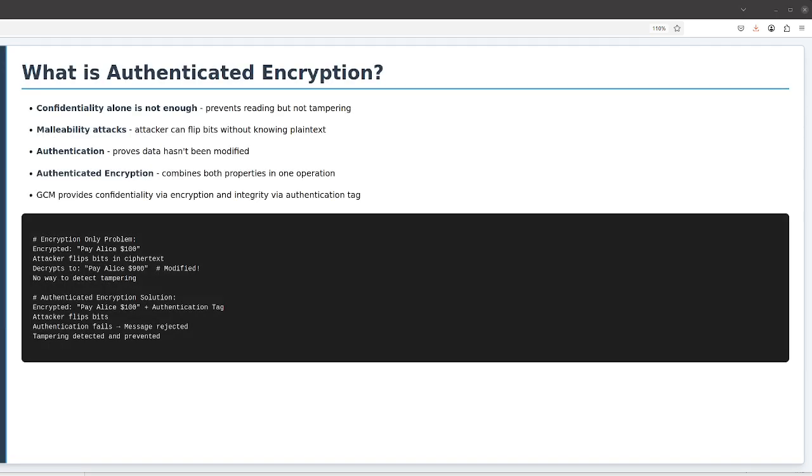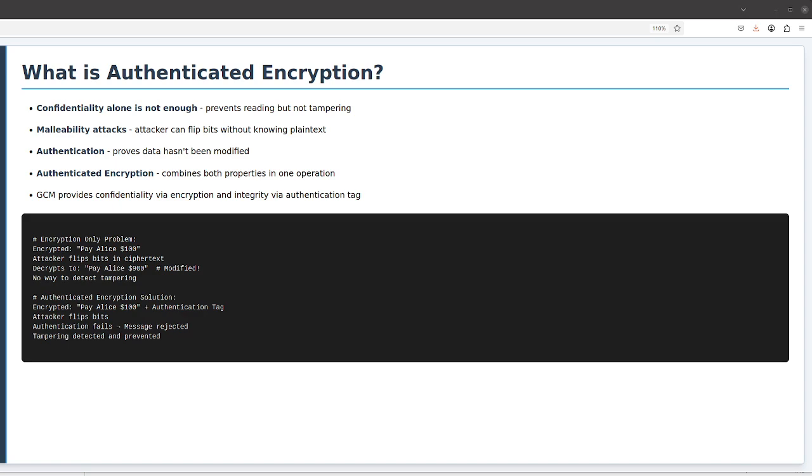What is authenticated encryption? Before we dive into GCM specifically, we need to understand what authenticated encryption means and why it's critical. Traditional encryption modes like CTR provide confidentiality, which means they prevent an attacker from reading your data. But confidentiality alone is not enough for most security applications. Consider this scenario. You encrypt a message using CTR mode and send it. An attacker intercepts the ciphertext. The attacker cannot read the message because it is encrypted. But the attacker can modify the ciphertext.